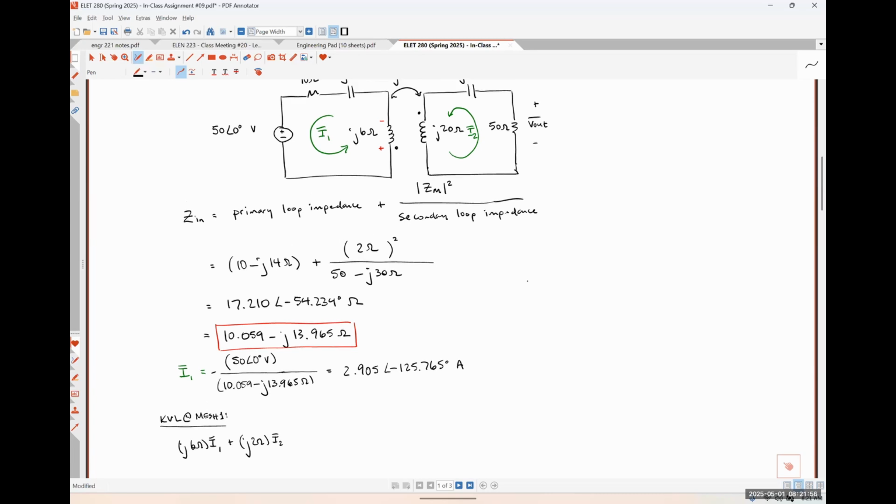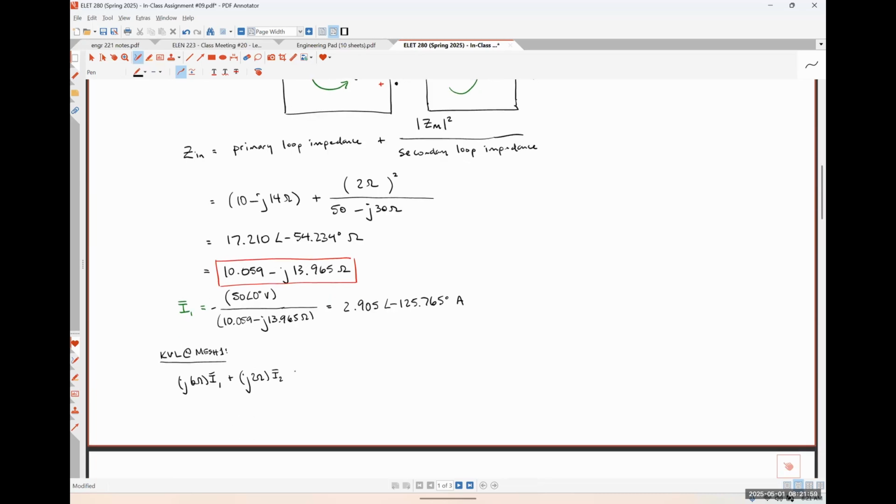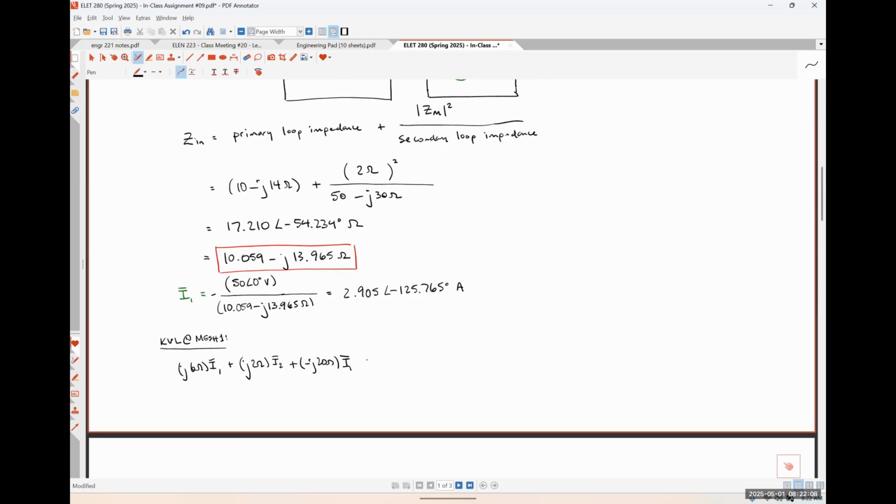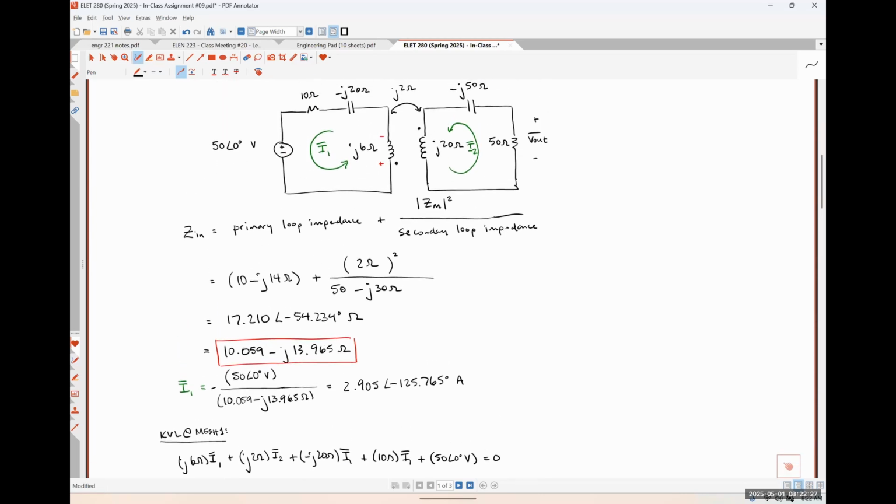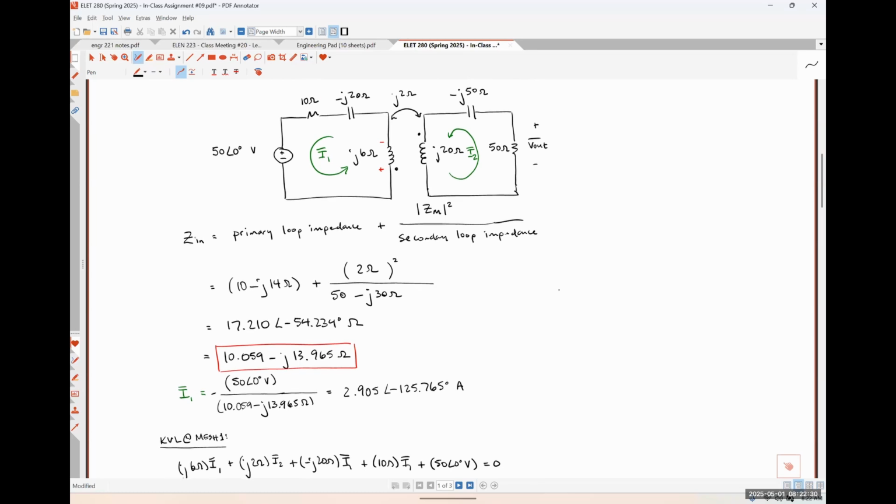Okay. The next impedance I see is my minus J20 ohms. So I'm just going to do plus negative J20 times I1 and then plus 10 ohms times I1 plus 50 angle 0 degrees volts is equal to 0. And now I've completed that loop. So before we algebraically rearrange this guy, let me scroll down so we can try to see that equation and the circuit at the same time. Does anybody have any questions, comments, or concerns about where any of these individual portions came from?